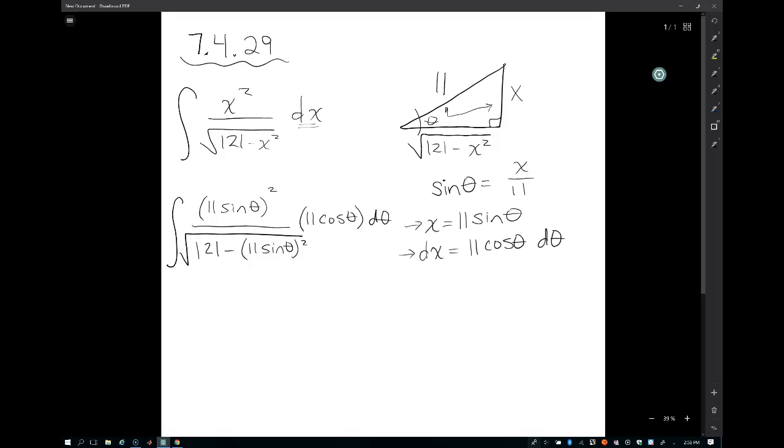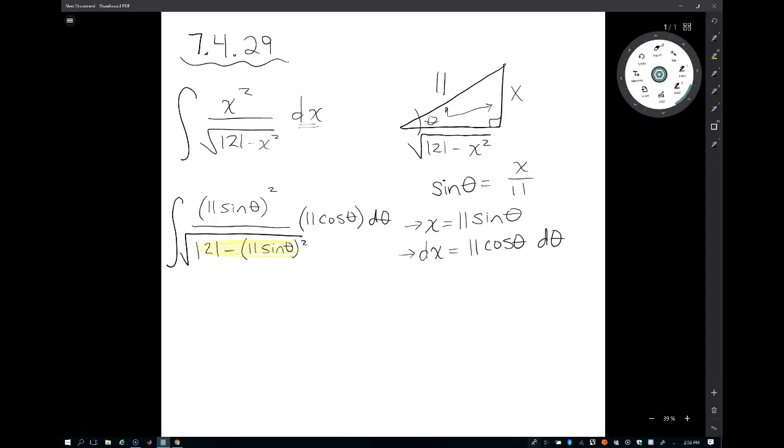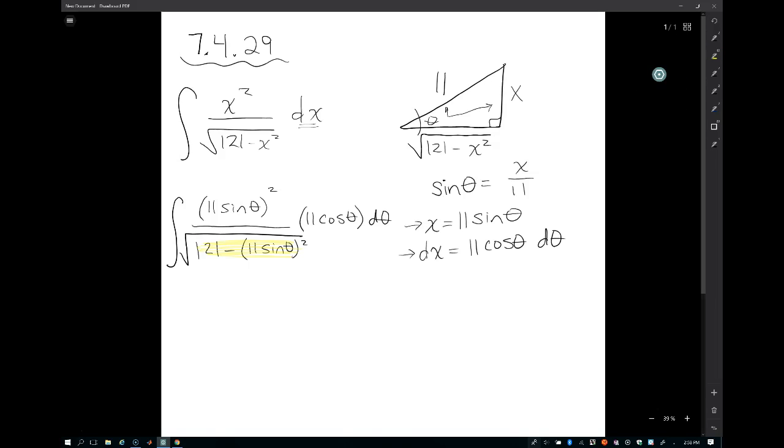There's a lot of simplifying we can do here, but we are guaranteed that this piece will simplify because we set up this triangle specifically to match up with that difference of squares piece. So we will definitely be able to simplify at least that part, and you can always start with that simplification. I'm going to take this 11 cosine theta and multiply it into the top. So we have 121 sine squared theta, and then 11 cosine theta in our numerator.